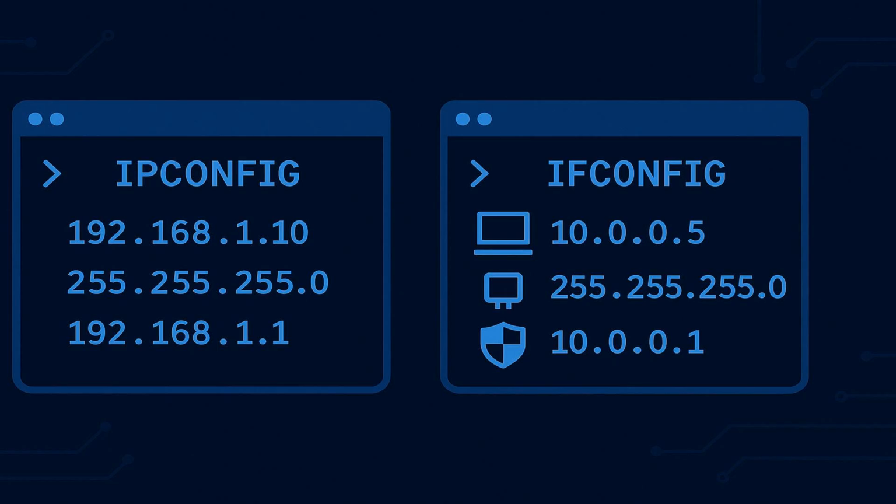Let's not forget IPConfig on Windows and IFConfig on Unix-based systems. These tools show network interface settings, IP addresses, and gateway info. They're perfect for basic checks and reconfiguring local settings.